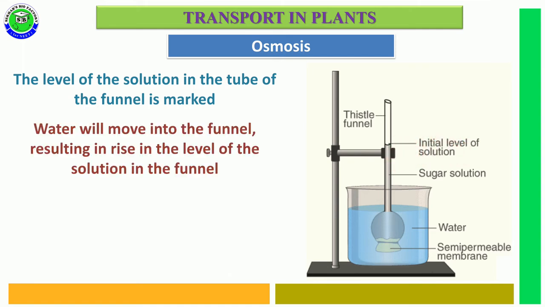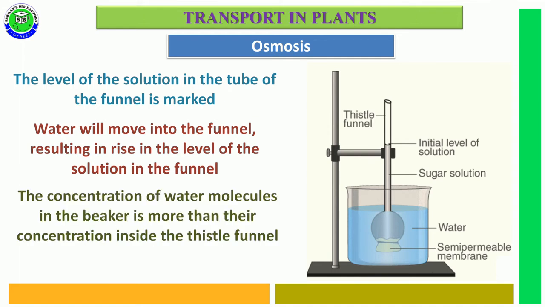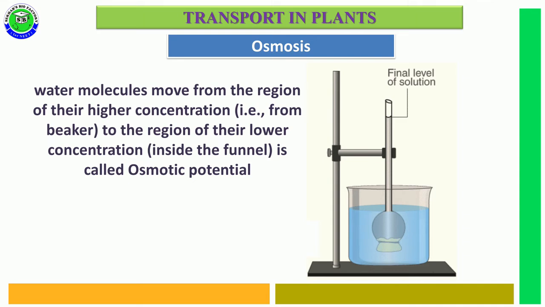level of solution. During this osmosis, water will move into the funnel and it results in rising the level of the solution in the funnel after a few hours. The concentration of water molecules in the beaker is more than their concentration inside the thistle funnel. Due to this concentration gradient, the water will move from the region of its higher concentration to the region of its lower concentration. It is called osmotic potential.